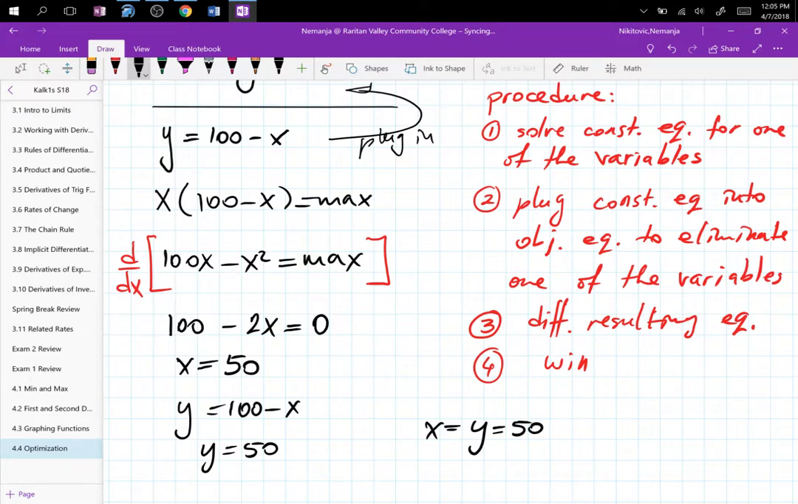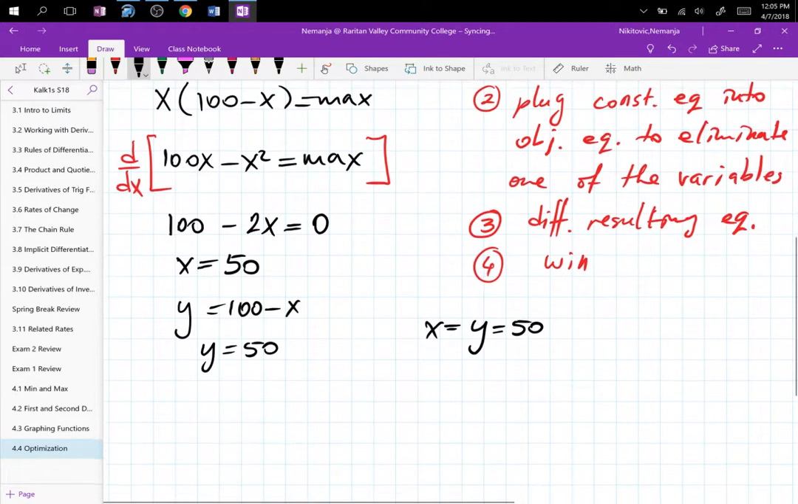So what are the numbers which will give you a sum of 100 and a maximum product? It's 50 and 50. You pick any combination other than that, it is going to be less. And you can test this by picking 60 and 40.